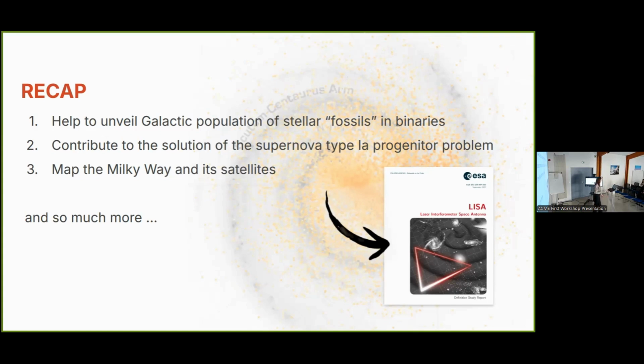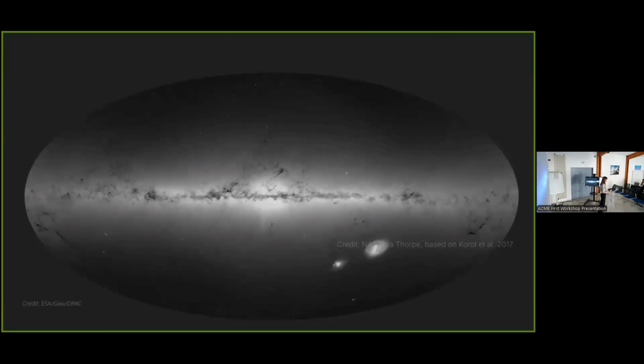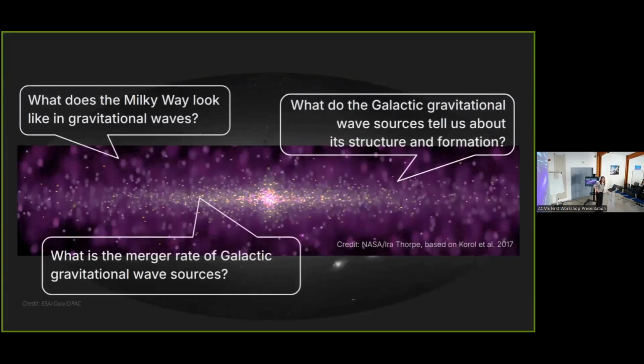Based on the LISA data, even just by counting how many binaries LISA can see, we can contribute to the type 1a progenitor dilemma, and we can map our galaxy and its satellites using these white dwarf binaries. And there is of course so much more that LISA can do, and I refer you, as Antoine did, to the LISA Red Book, which is the latest, most complete paper that you can find online. And so I'll leave you with the questions that I started with.